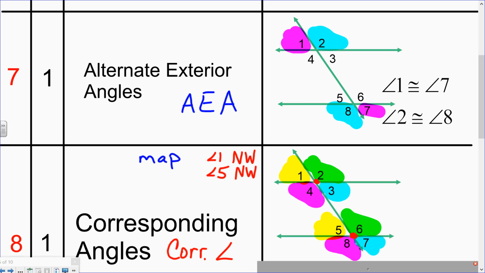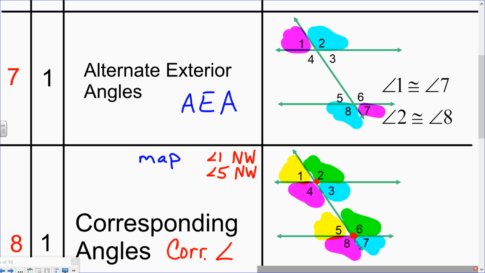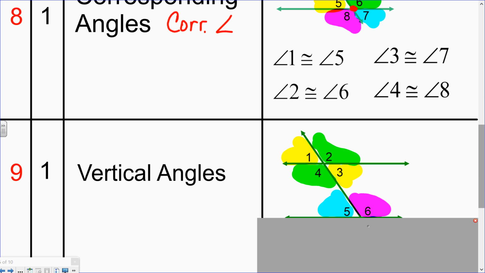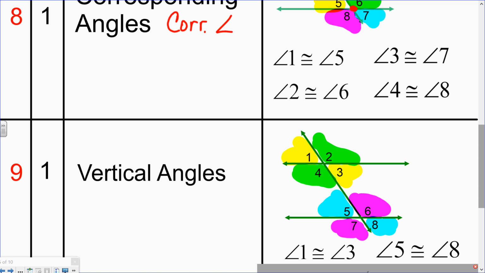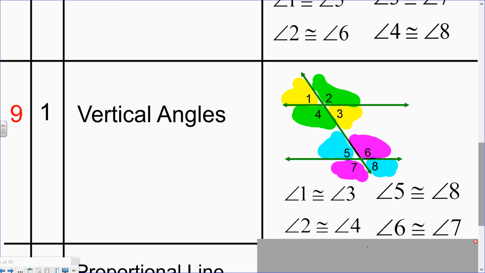You can cover up and ignore the bottom part of that picture and say, oh, 1 and 3 are the same as each other because they're vertical. 2 and 4 are the same as each other because they're vertical. So by your vertical angle row, simply write in that, get down a little bit farther to get all of them in there. 1 and 3 are vertical, so congruent. 5 and 8, 2 and 4, and 6 and 7.